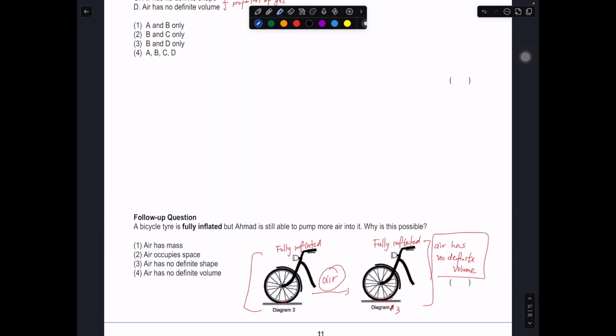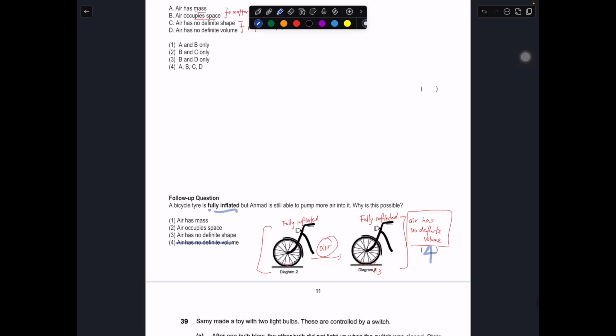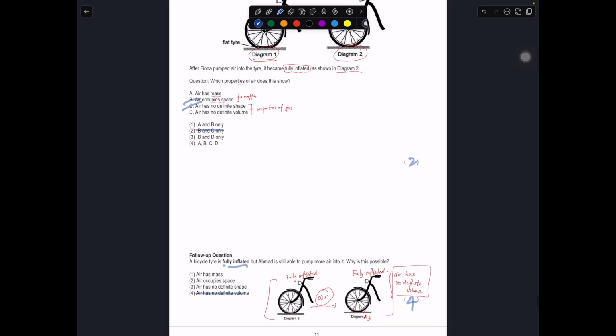So let's move on to the next of the follow-up questions. As I explained, the tire here is fully inflated, but Ahmad continues to pump air in. So this should show you that air has no definite volume. This is a case of how no definite volume is being shown here. Whereas for the question it will be B and C. Air occupies space, and no definite volume. So this is number 2. With that, we are more or less done with this question.